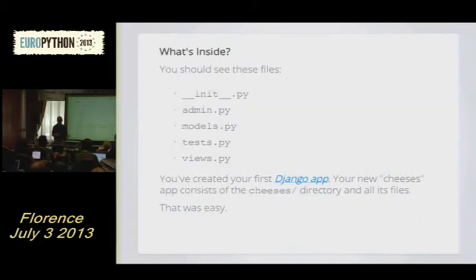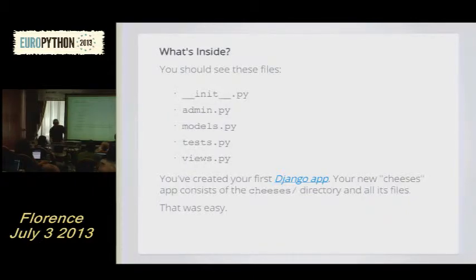Okay, if you go inside, you'll see that there's a number of files. There's __init__.py, admin.py, models.py, tests.py, and views.py. This is what Django gives you out of the box. The only files that are absolutely mandatory for an app in Django are __init__.py and models.py. It's just these two files, they're the boilerplate that makes up a Django app.